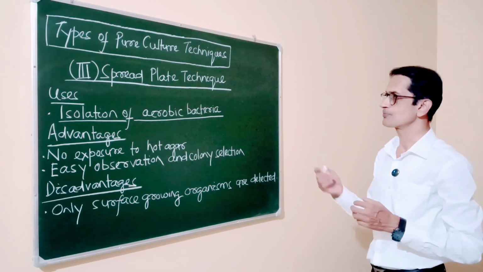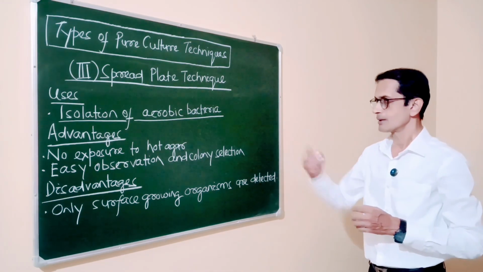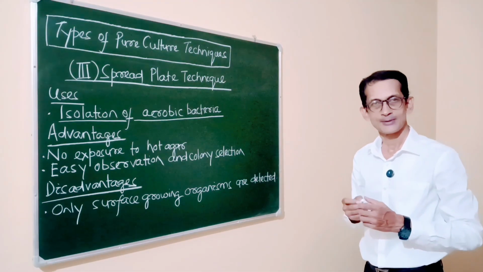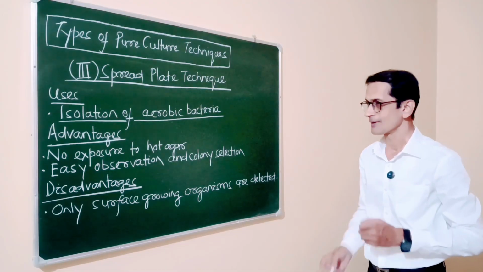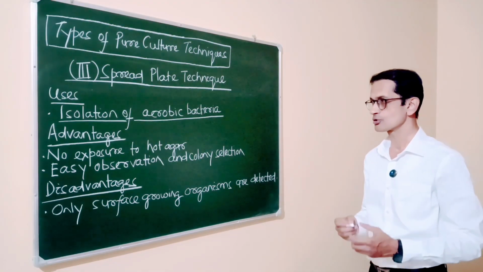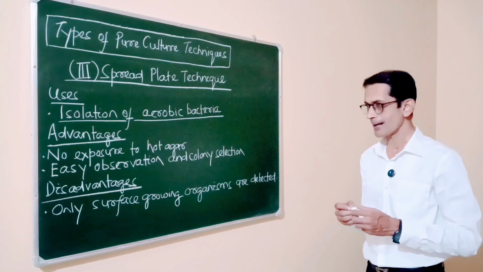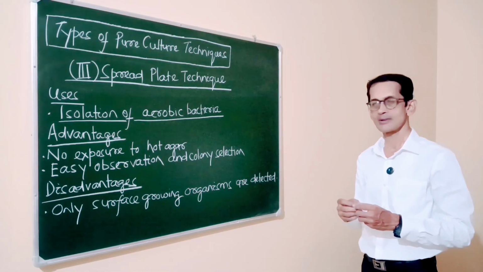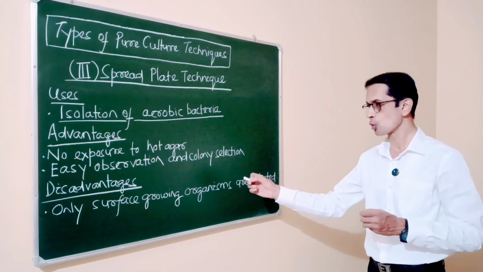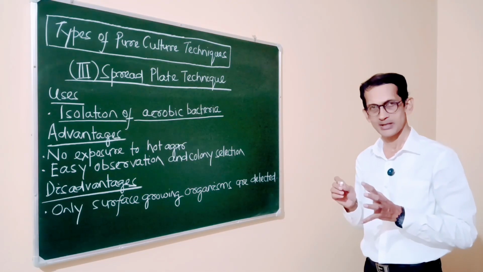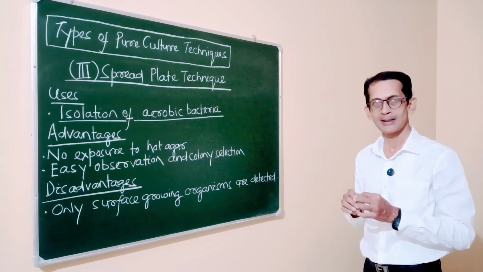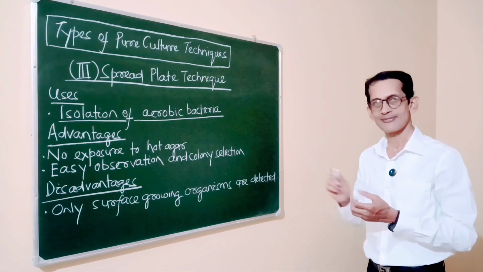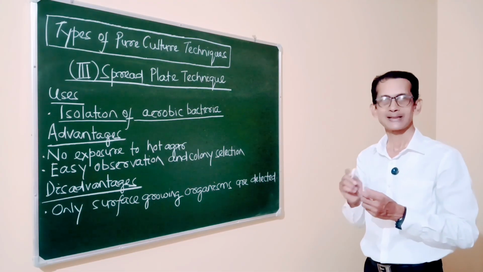Now the uses of the spread plate technique. Isolation of aerobic bacteria. Underline this. For MCQ, advantages: no exposure to hot agar like the pour plate, easy observation and colony selection. And disadvantages: only surface growing organisms are detected, because we are spreading the sample only on the surface of the agar. That's why only surface growing organisms are detected.